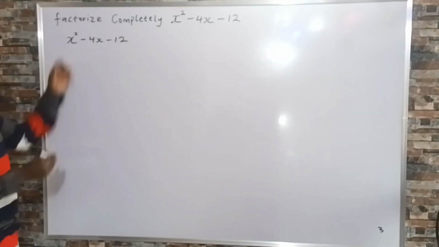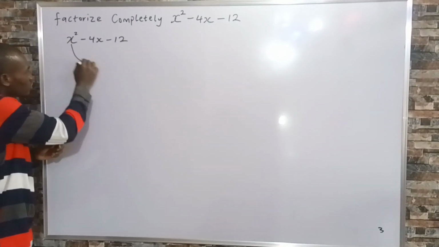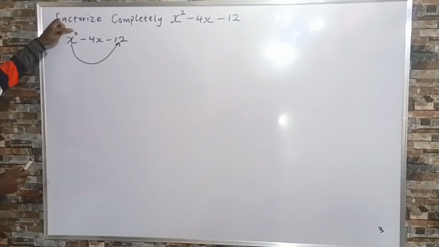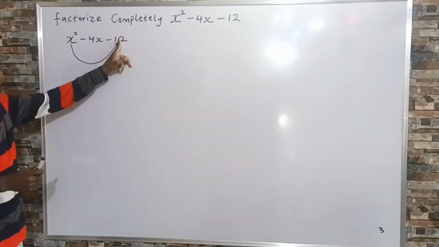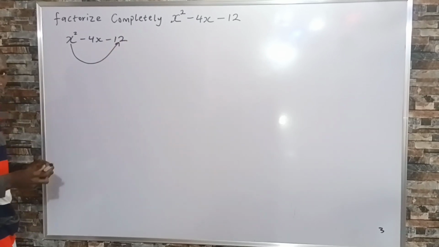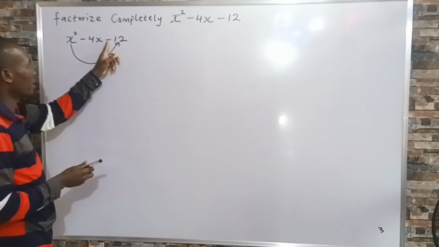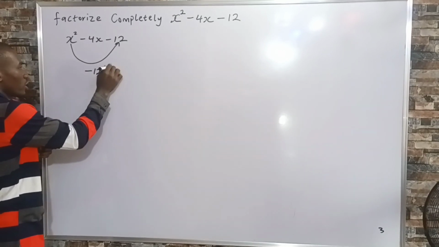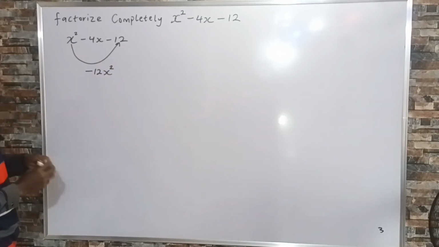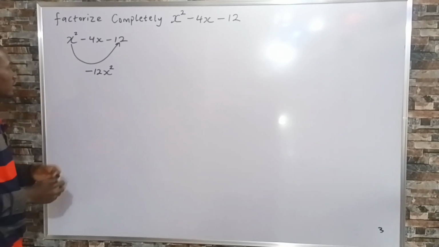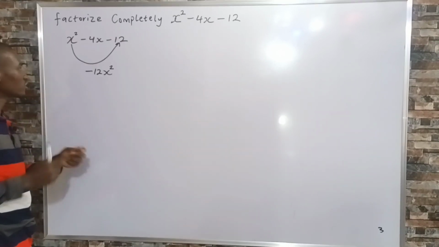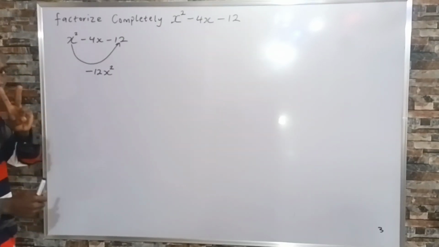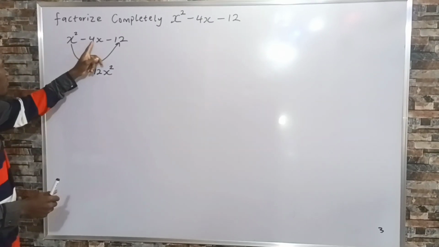To factorize this, first thing first, just multiply the x squared that has the highest degree of power 2 with the last number, which is a constant, negative 12. And when x squared is multiplied by negative 12, it's going to give us negative 12x squared. So the next thing here is to look for two factors that when you multiply them, it's going to give you negative 12x squared. Then when you add those two factors, it's going to give you negative 4x.